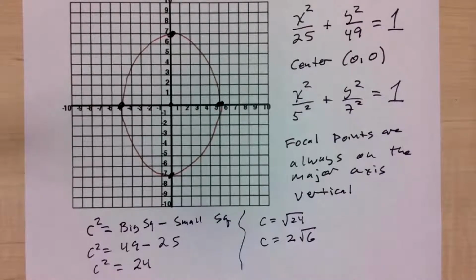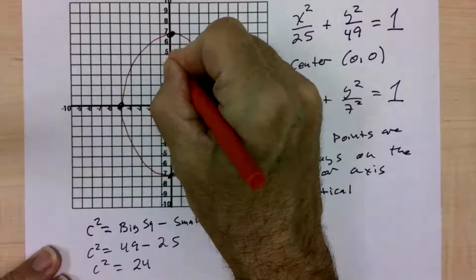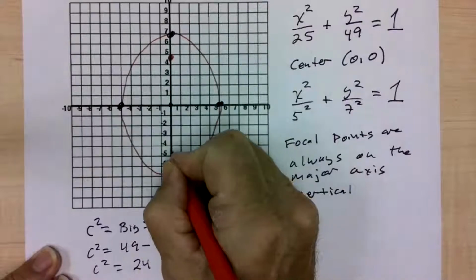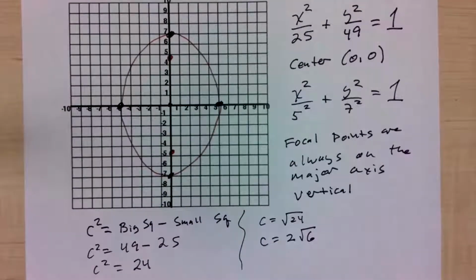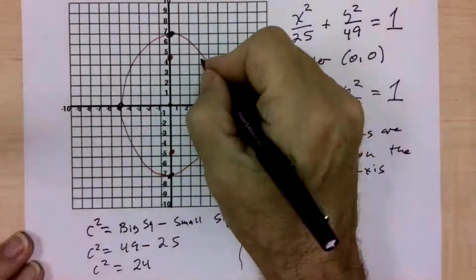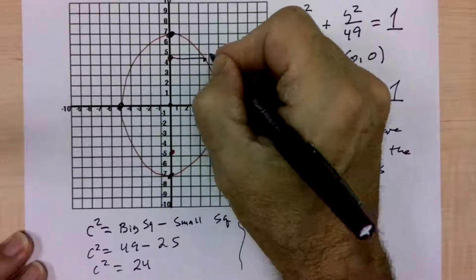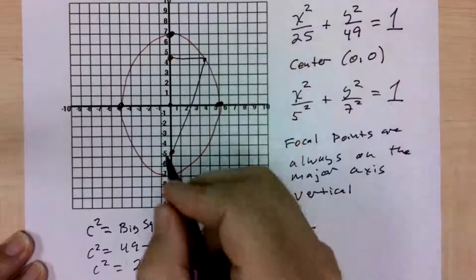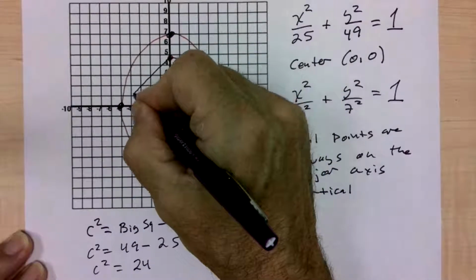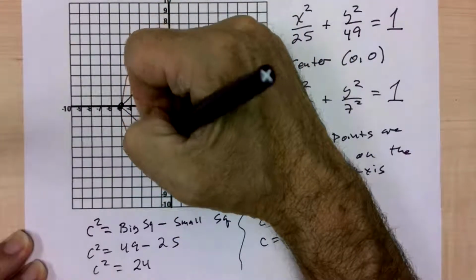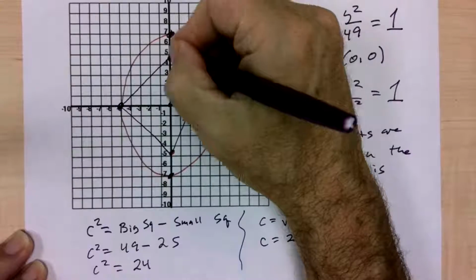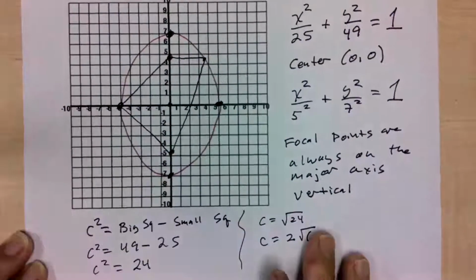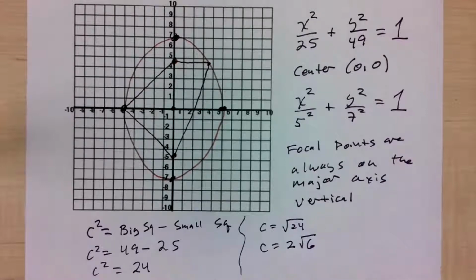So let's draw our focal points in, almost 5 on the major axis here and almost 5 on the major axis here. If I pick any point on the ellipse, the distance from one focal point plus the distance to the other focal point has to be constant. That's our definition. We're going to want to be able to graph these things, and to identify where the focus points are in this problem.